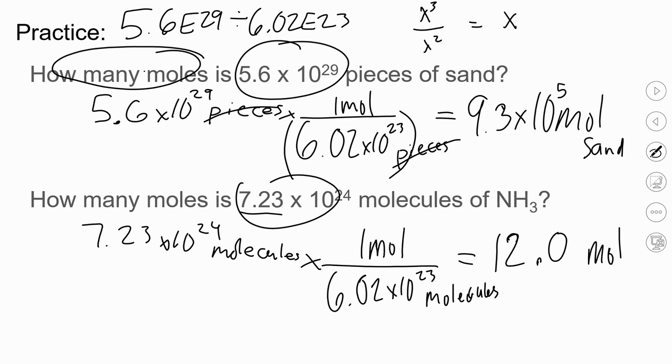But that would be 4 sig figs, so we just need 1 decimal place. Okay, questions? Are you alright? Is that making sense?